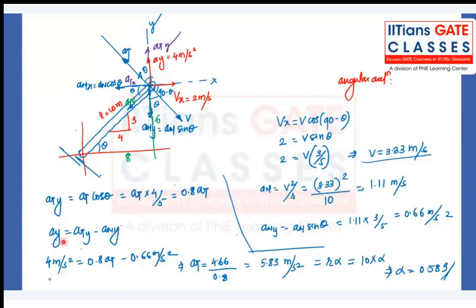This 0.66 goes here, so 4.66 divided by 0.8 gives you 5.83 as the value of AT, that is tangential acceleration. And what is tangential acceleration? R times alpha. And what is alpha? Angular acceleration. That is what is required here as a solution. So AT is equal to 5.83, which is R times alpha. So alpha will be 5.83 divided by R. The value of R is 10, so 5.83 divided by 10 is 0.583. So that's how we have calculated it.